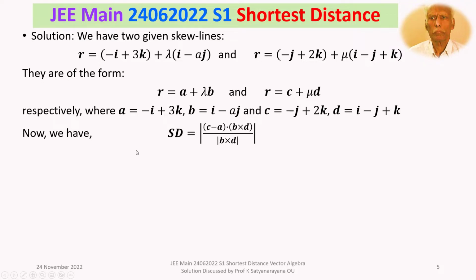Now the shortest distance is given by the modulus of (c - a) dot product with (b cross d), divided by the modulus of the vector b cross d. So that is our formula. We now have c - a. c is -j + 2k, minus (-i + 3k), and that is i - j - k.